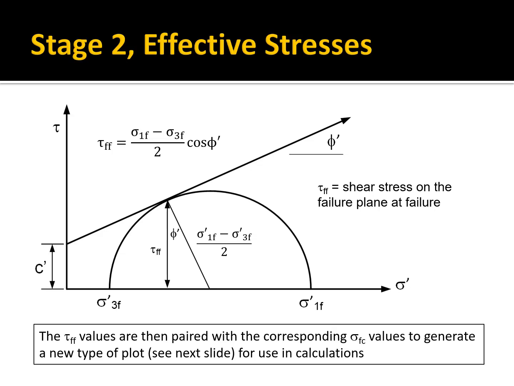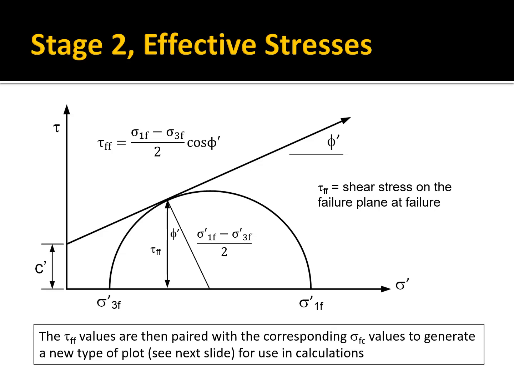All right, now how do we go about taking those effective stresses at the end of the stage 1, the consolidation stage, the pre-drawdown stage, and using that to compute the undrained strength on the failure plane at the base of each slice?